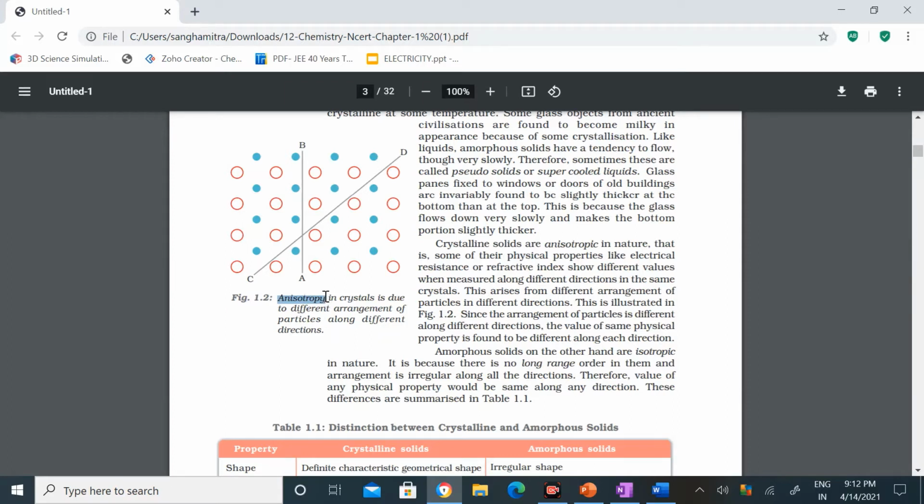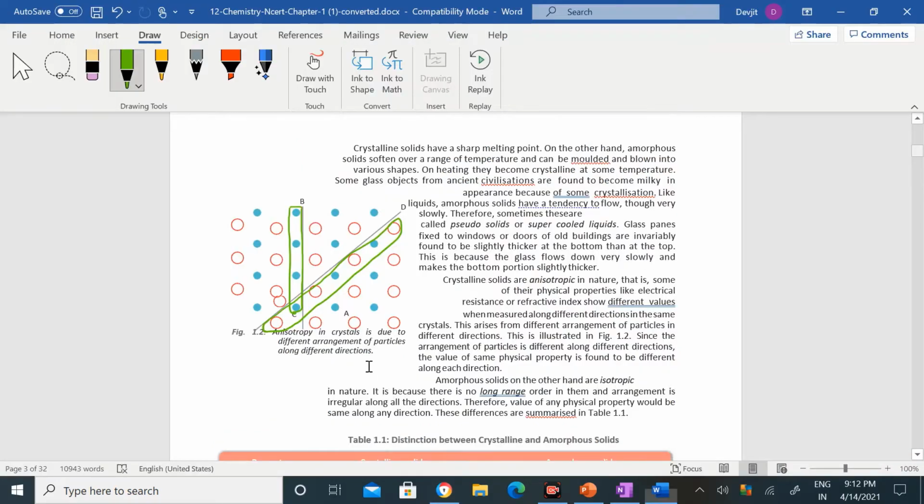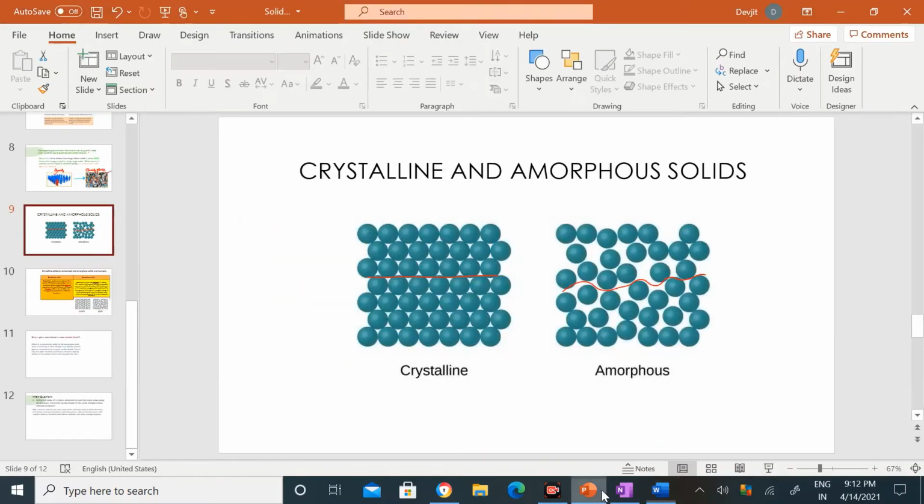Whereas amorphous solids, on the other hand, are known as isotropic in nature. So what is isotropic? Just make it the reverse of anisotropic. What is amorphous? Just recall that. In amorphous solids, the atoms are arranged in a random manner. There is no pattern, everywhere disorder. So if everywhere is disorder, the property will also be the same.